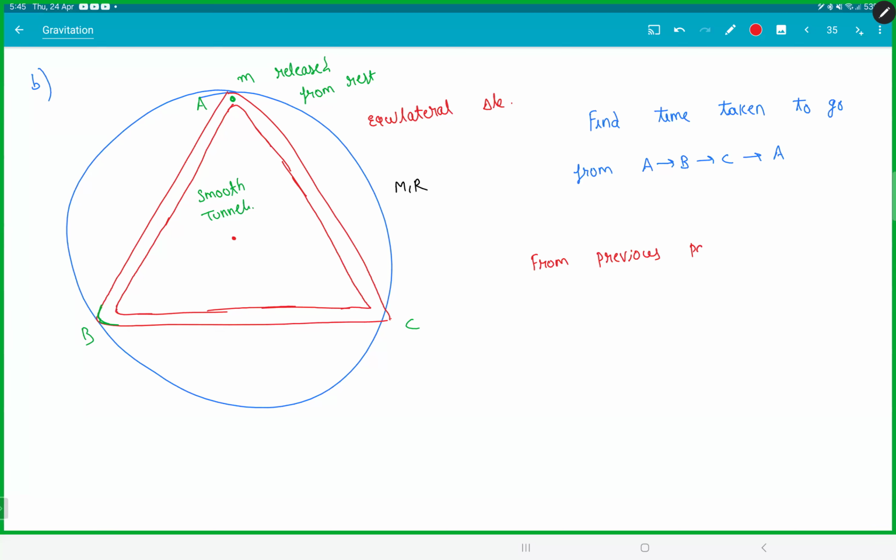From the previous part, we know time taken to go from A to B is T by 2, which is pi into root over R cube by GM. And you want to go from A to B, C, and A. This will be 3 times of TAB. Easy? So, but you need to know the result for the previous one. Then this looks easy. But in the exam they'll ask you this question directly. All got this.